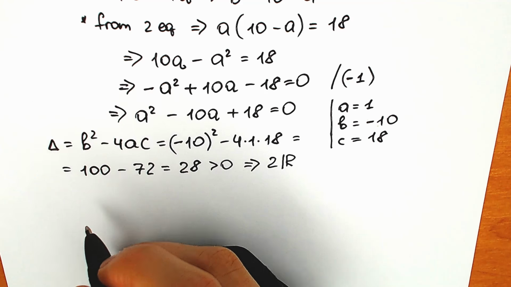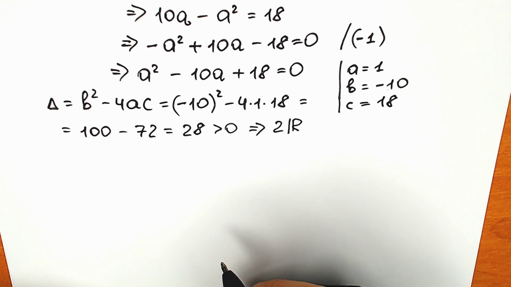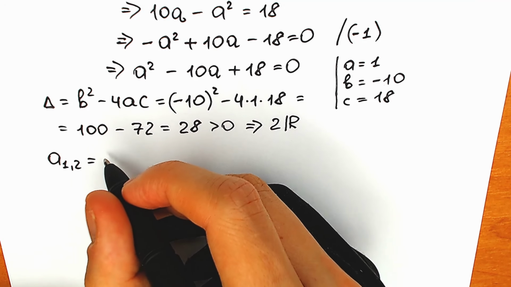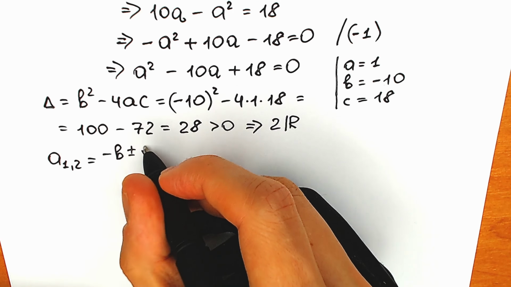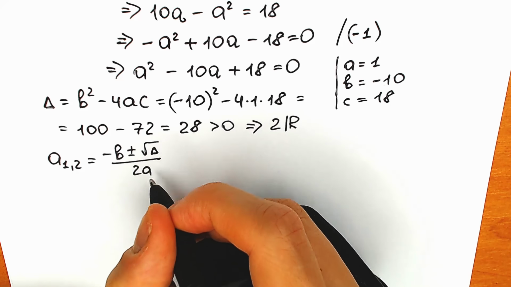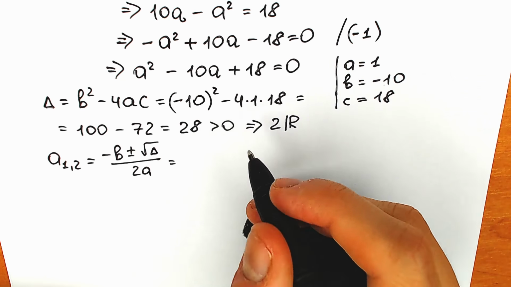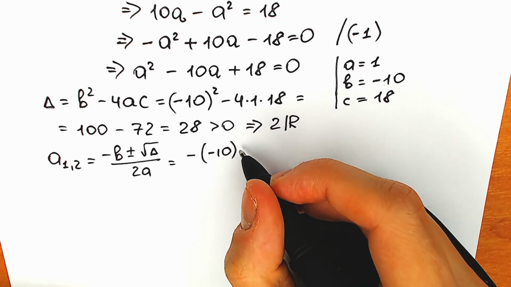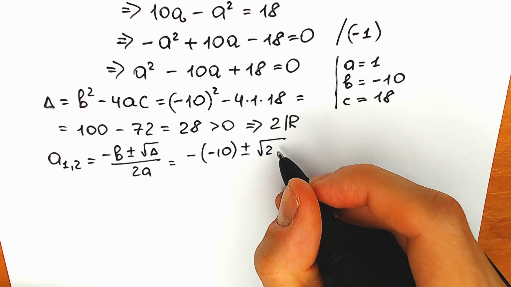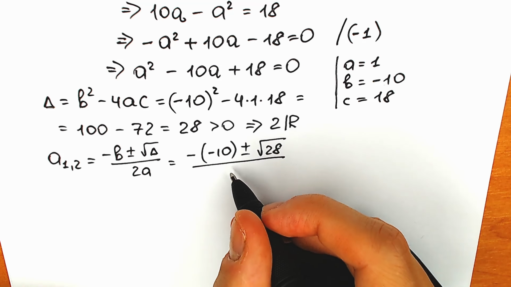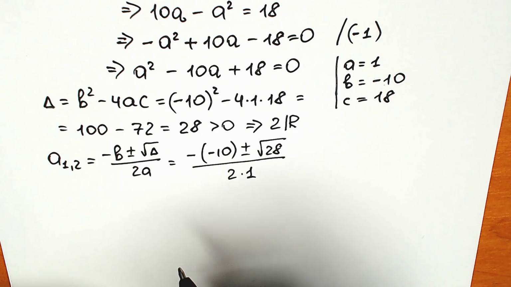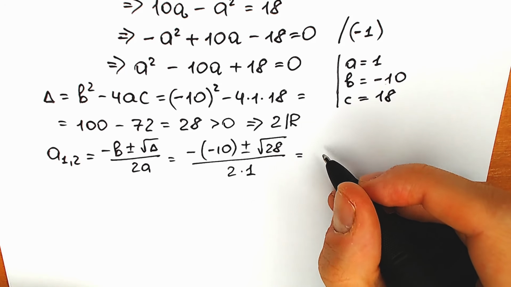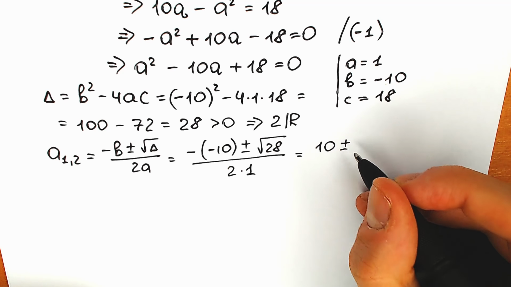Okay, let's find a first and a second. We have minus b plus minus the square root of the discriminant, all over 2a. We know everything, so let's plug it in. We have minus b, which is minus minus 10, plus minus the square root of 28, our discriminant, all over 2 times a, so 2 times 1. Really great. Right now, minus minus is plus, so we can simplify it. So we have 10 plus minus the square root of 28.